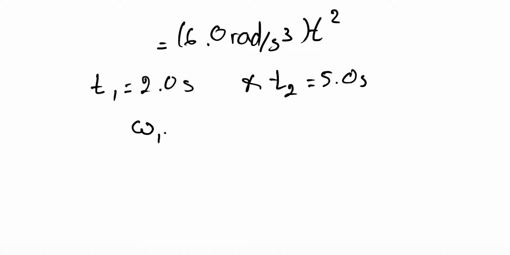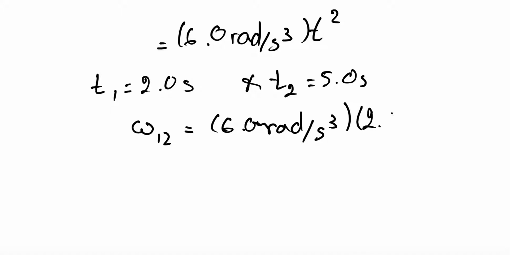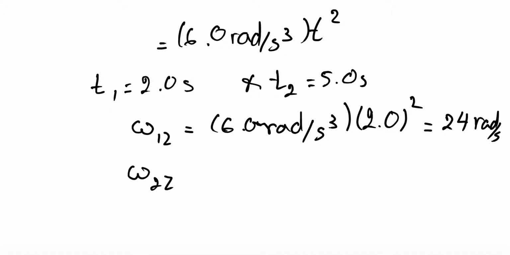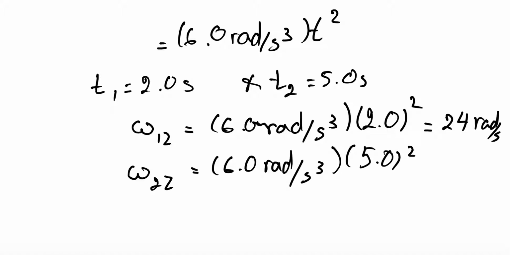They said the interval is t1 equal to 2 second and t2 equal to 5 second. I'm going to put omega 1z for t1. So 6 radian per second cube multiplied by 2 second square. Because we substitute the t1 value in, this becomes 24 radian per second. So omega 2z: 6 radian per second cube multiplied by 5 second whole square equals 150 radian per second. This is our answer.